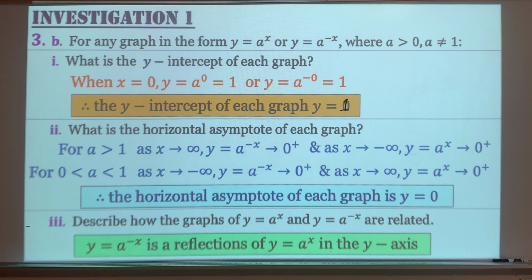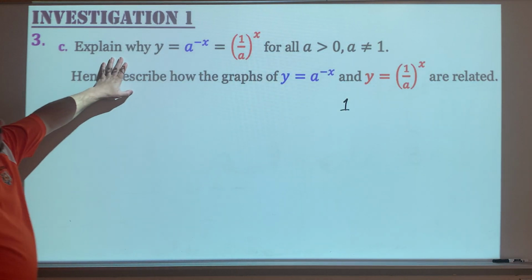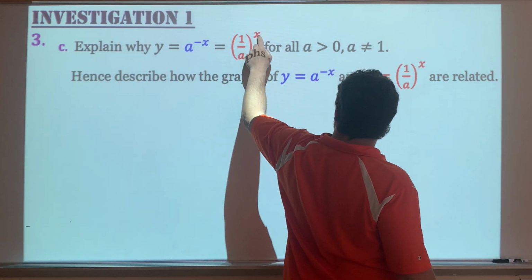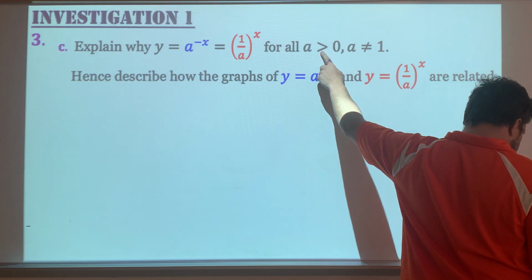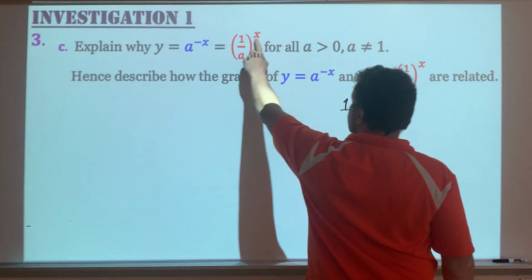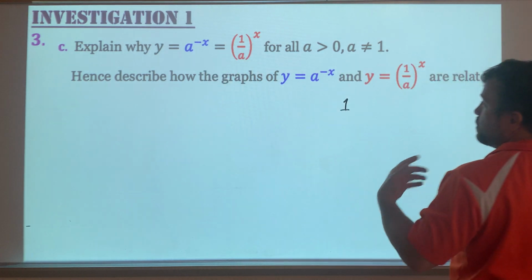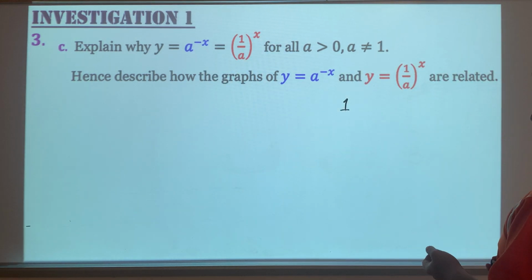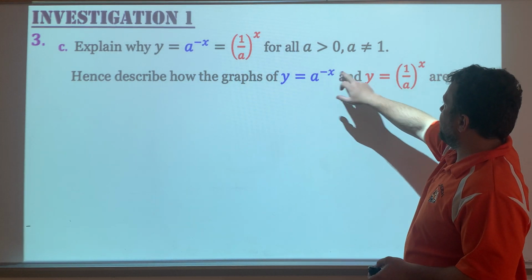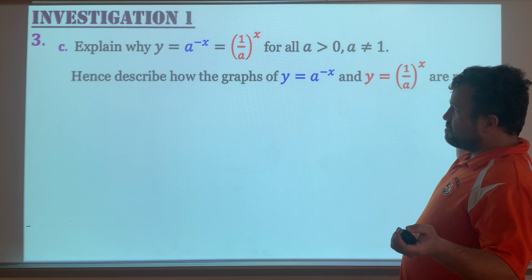All right, one more thing to do with the investigation. Actually, two more slides. Explain why y equals a to the negative x and y equals 1 over a to the x are equal for all a greater than 0. So a can't be negative, and a can't be 1, because if a is 1, it's just the same thing. So why are they equal? How are these two graphs related? A to the negative x and 1 over a to the x.